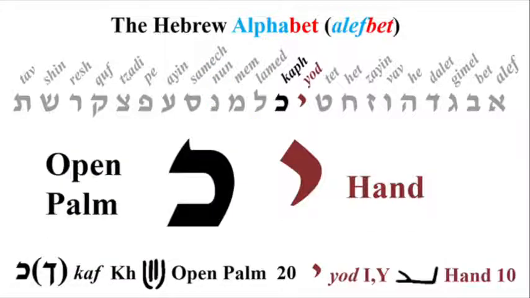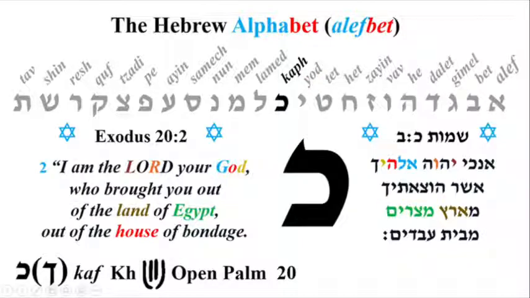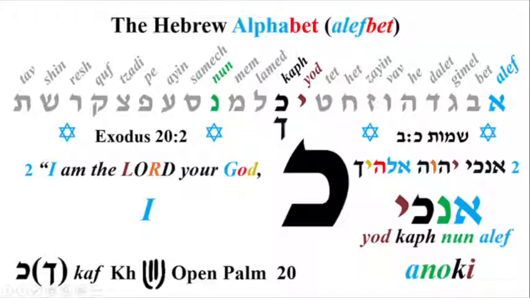And look at Exodus 22. This is the Ten Commandments, right? I am the Lord your God who brought you out of the land of Egypt, out of the house of bondage. You know, as we're doing each of these videos, each time we're learning to read a verse. Today I thought we would try to learn to read this one. Okay, let's look at the first line. I am the Lord your God.